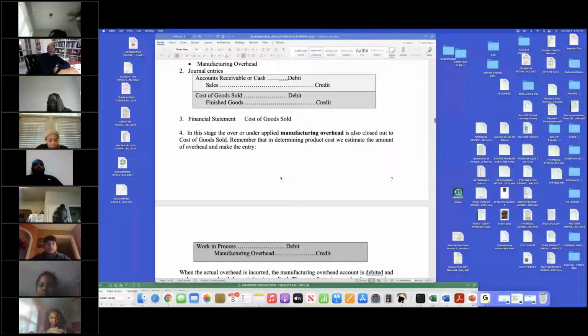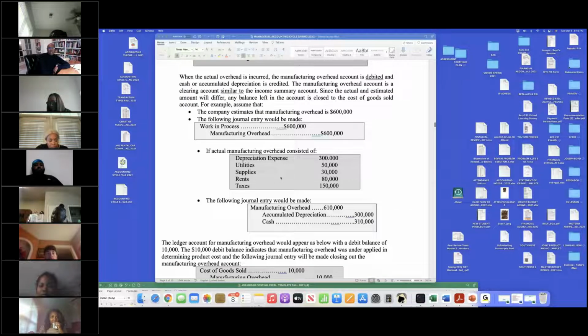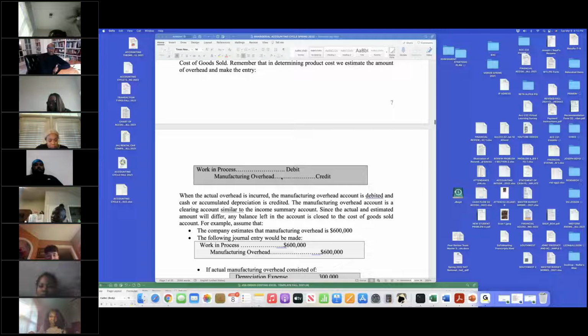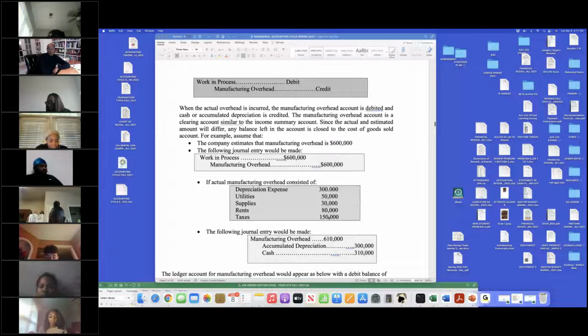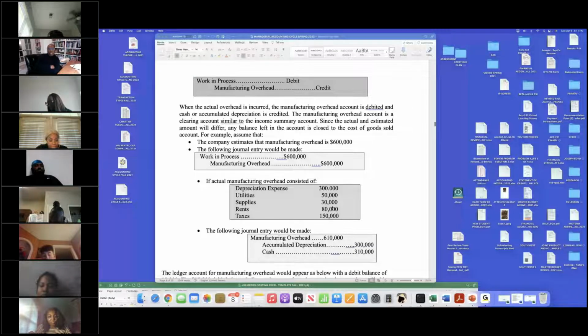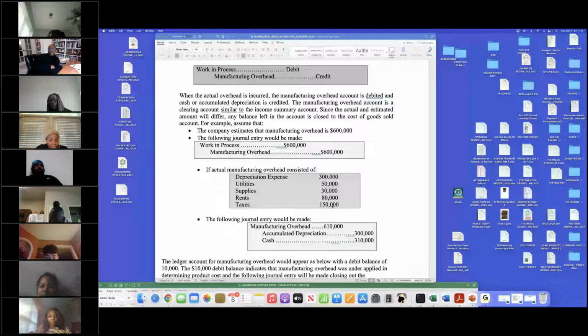And let's just say we estimate the cost to be 600,000. But the actual cost turned out to be 610. So we thought it was 600, it's 610. And so what we've got to do is put that extra amount of cost into cost of goods sold.